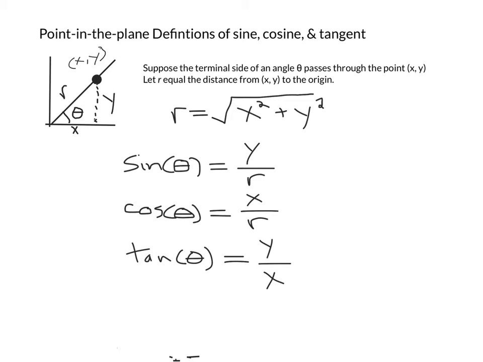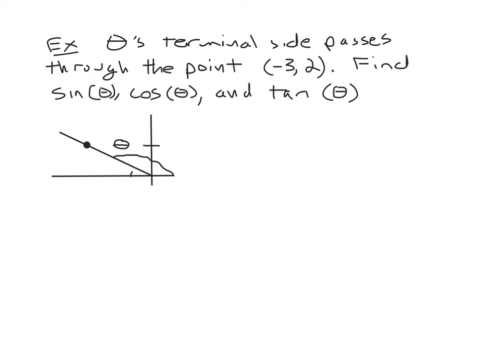And that's them. Those are the point in the plane definitions of sine, cosine, and tangent. You don't have to memorize that, but it will come in handy later on when we do polar coordinates. And as I said, it's just a different way of defining sine, cosine, and tangent of that angle without relying on the unit circle at all.